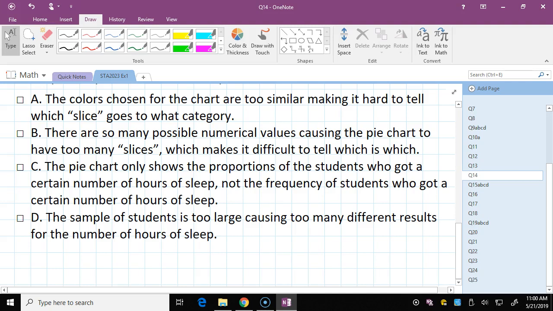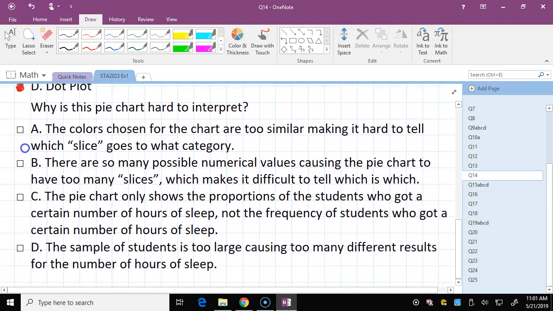There are so many possible numerical values causing the pie chart to have too many slices, which makes it difficult to tell which is which. The pie chart shows only the proportions of students who got a certain number of hours of sleep, not the frequency of students who got a certain number of hours of sleep. The sample of students is too large, causing too many different results for the number of hours of sleep.